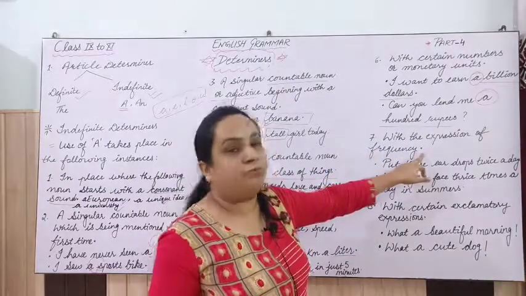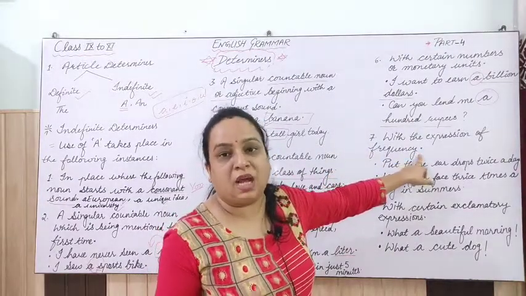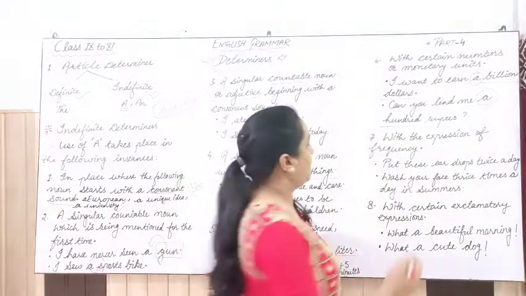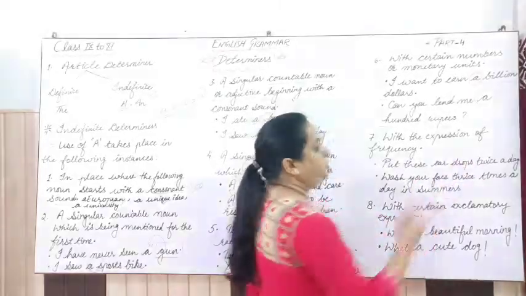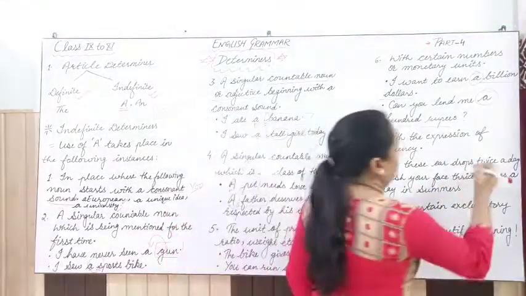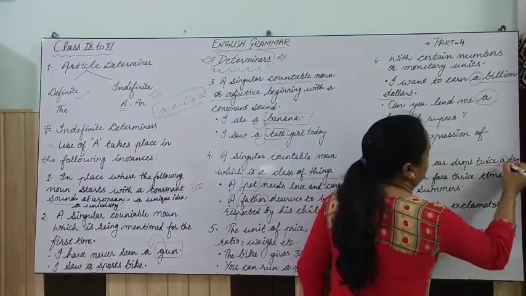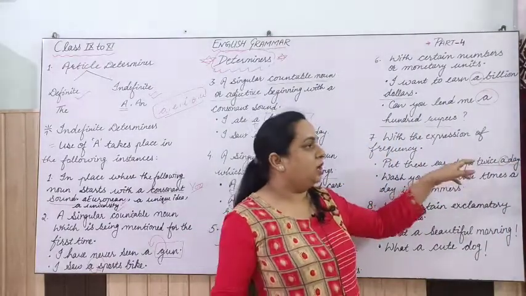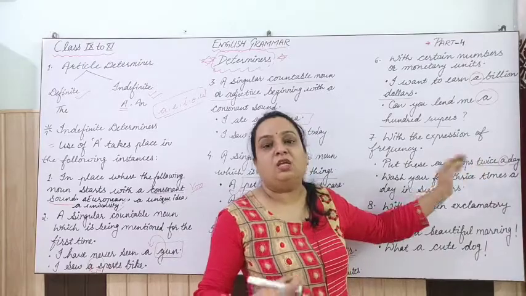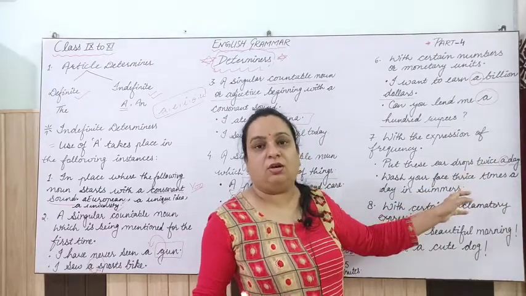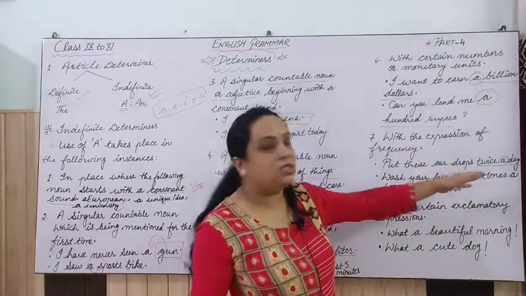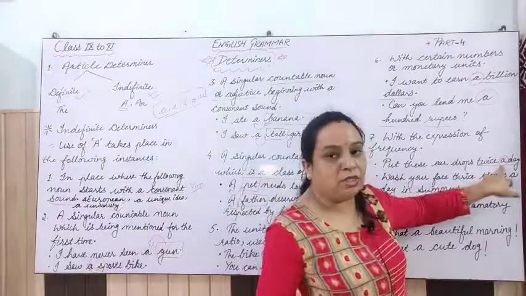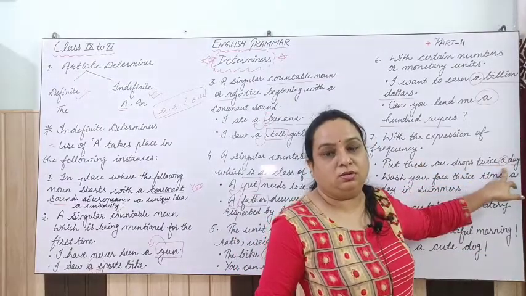With the expression of frequency, it may be thrice, it may be twice, it may be once, right? So for example, put these eardrops twice a day. So here you have to do twice. Twice is what? It's a frequency. Like I have my meals twice a day or thrice a day. So once a day. So like this you have to do. So here with the frequency you have to use a, right?